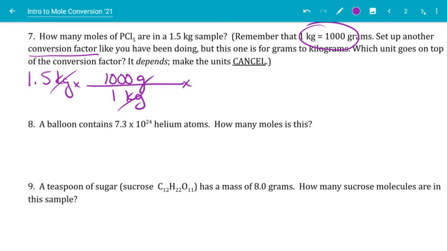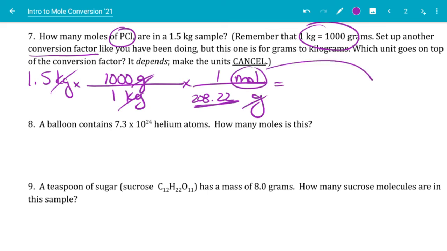Now I'm converting from grams to moles. So I want grams on the bottom and moles on the top. And when we do it, it's always 1 mole. And then grams is the mass from the periodic table. So for PCl5, it's 1 phosphorus and 5 chlorines. So I already did that, and it's 208.22. I already added them all up. Those grams are going to cancel out, and my unit that's left is moles.